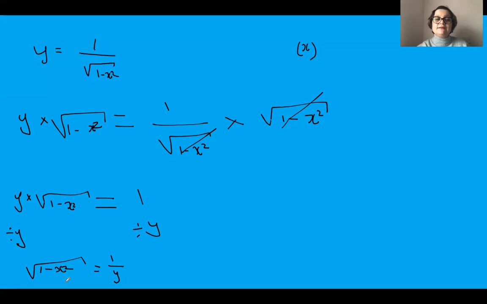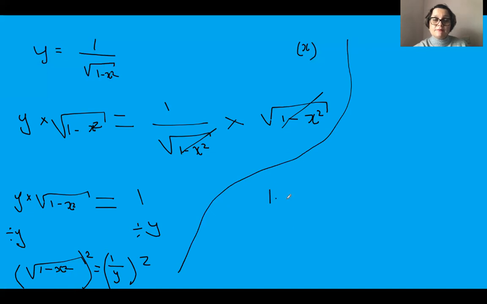So how do I get rid of the square root? Opposite, always opposite operation, by putting both sides to the power of 2, by squaring both sides. And so now I'm going to have, all right, minus 1 minus x to the power of 2 equals 1 over y to the power of 2.